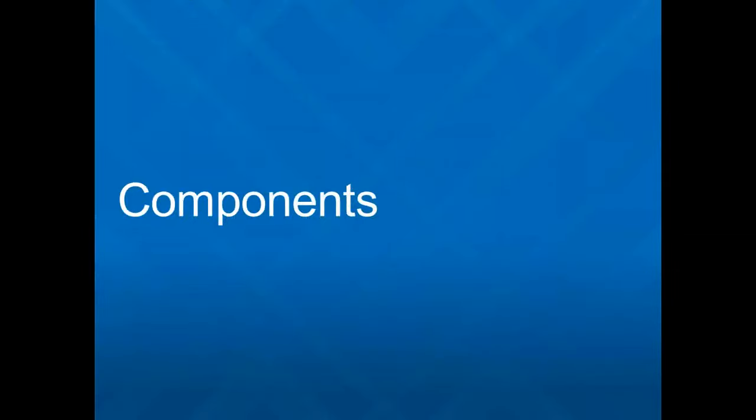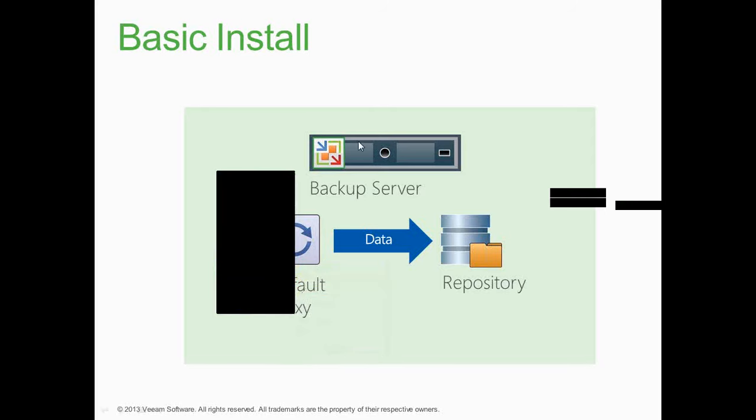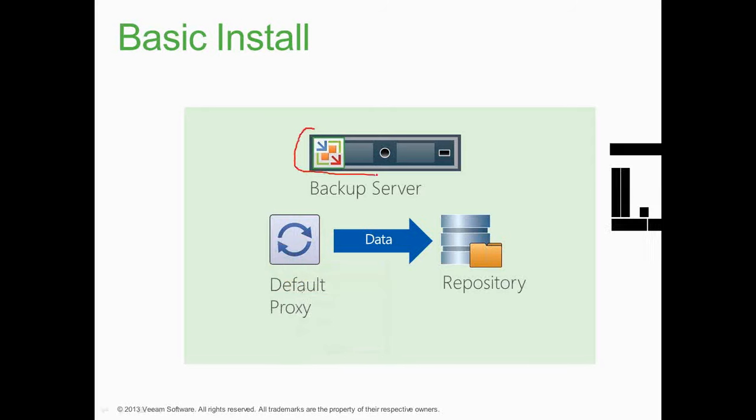Okay, so let's take a look at components. What are the different components of Veeam? This is a basic installation of Veeam, wherein you can install Veeam on a Windows machine, a machine running Windows OS. It can be a physical machine or a virtual machine. So let me start my annotation quickly. This is my Veeam Windows server. I install the application and this becomes my Veeam backup server. By default, it also acts as a default proxy server and default repository server.